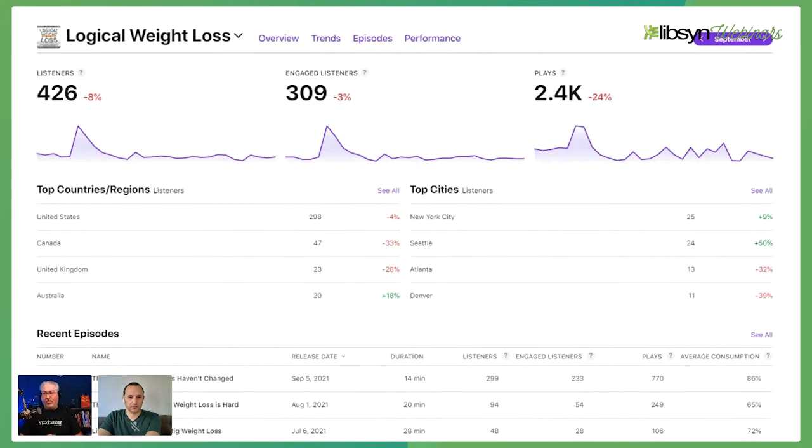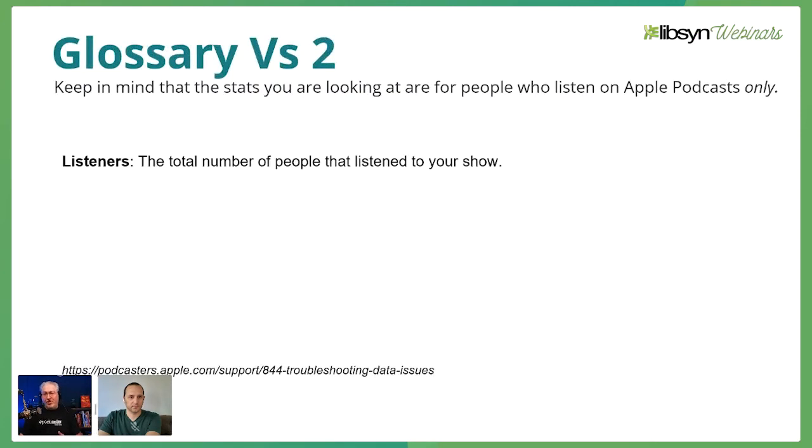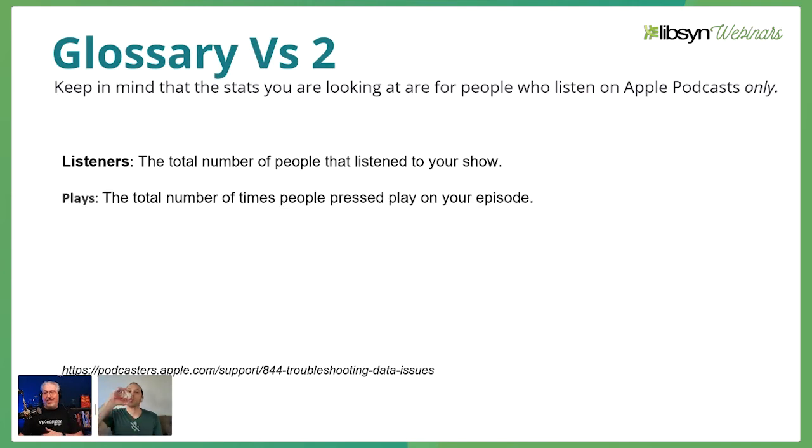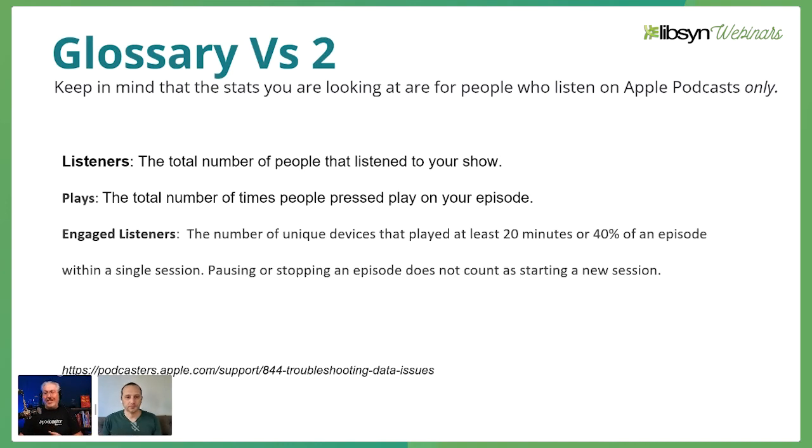And so you'll see here, there is listeners, there's engaged listeners and plays. And this is kind of just an overview shot of your dashboard when you log in. And you're like, well, what's the difference between a listener and a play? And what the heck is an engaged listener? And so listeners are basically the total number of people that listen to your show. So when it comes down to listeners or plays, I'm going to be looking at listeners. Plays are the total number of times people pressed play on your episode, which depending on the scenario could be useful.